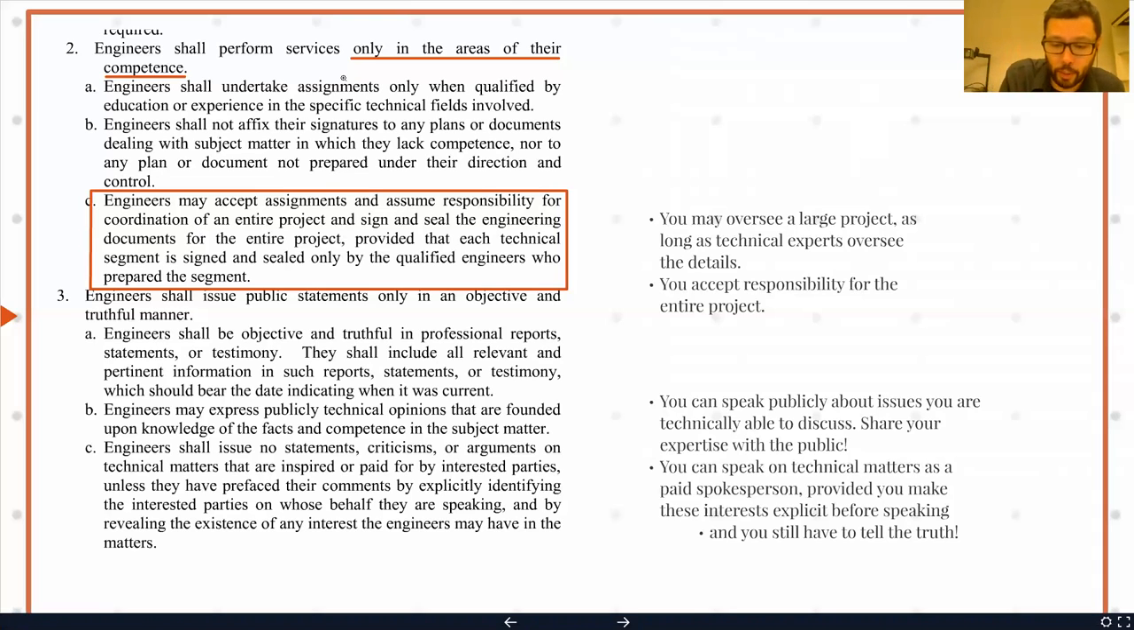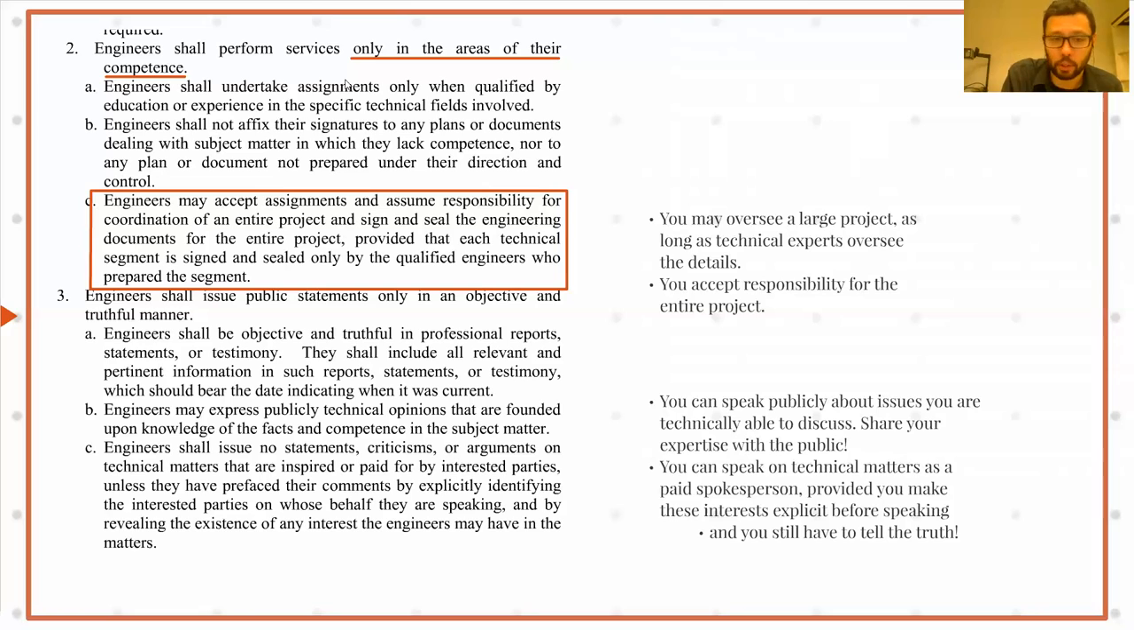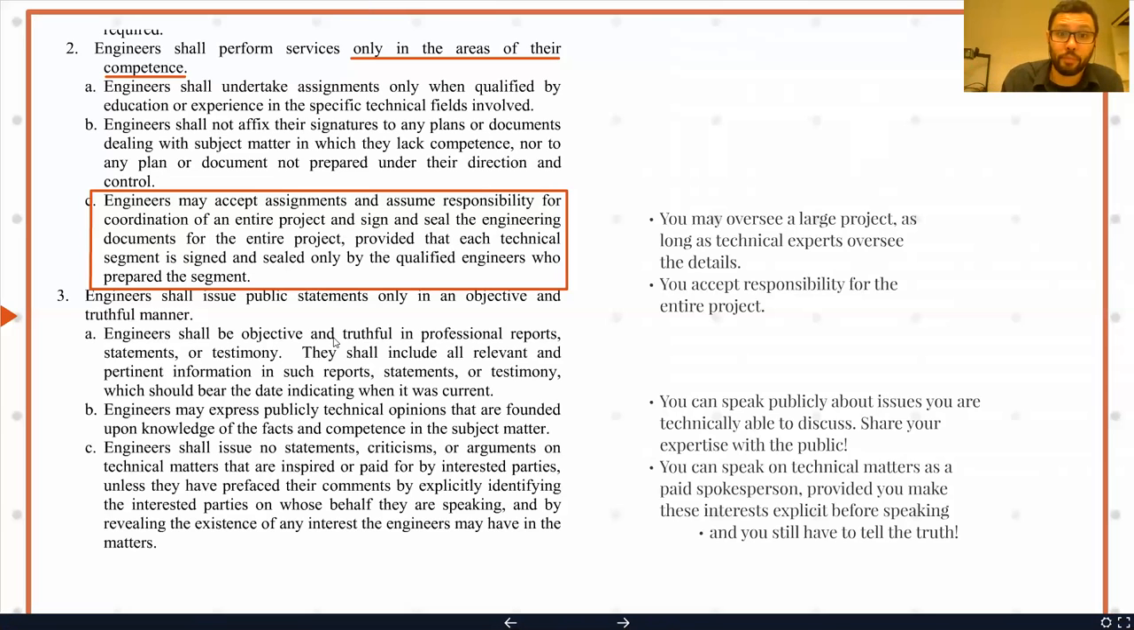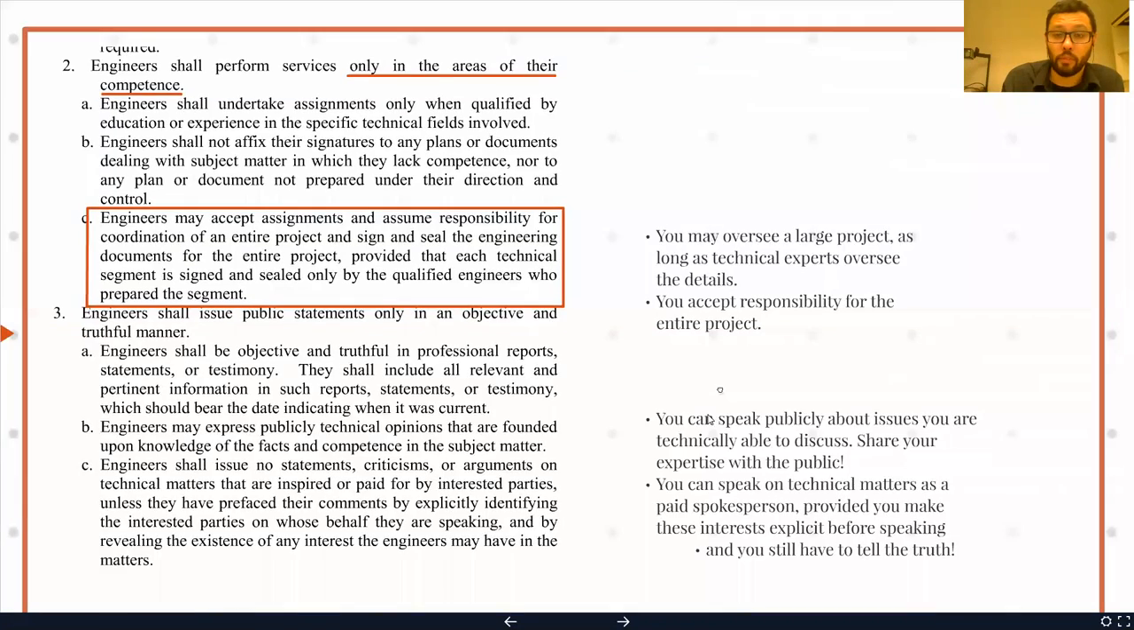If there's a big project and there's a chemical engineering part of it, and I'm not a chemical engineer but I'm overseeing the whole project, then I need to make sure that some competent chemical engineer is overseeing that one part of the project that I don't have oversight of.